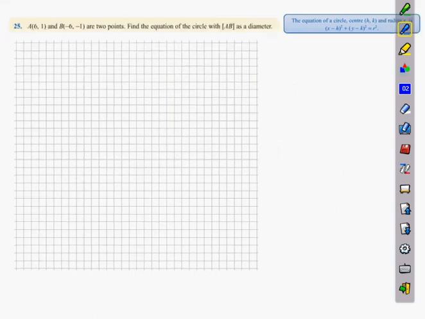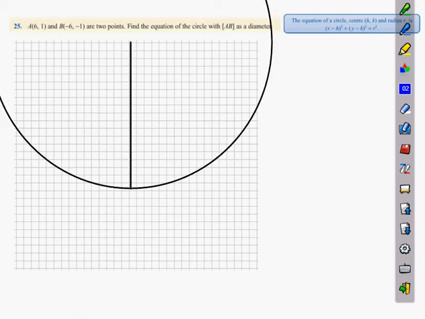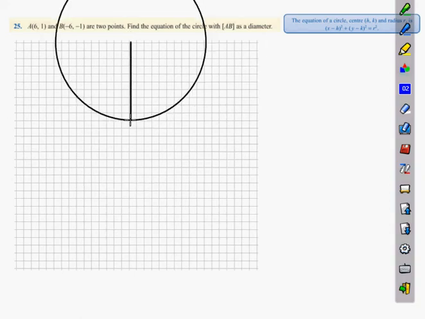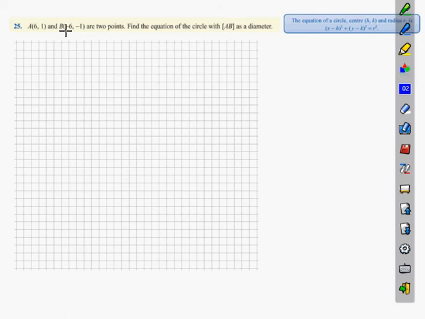Now, can anybody suggest how to go about doing this one? Won't be too long on it. Just have a read while I set up my diagram. Find the length of that line, then half it, you get your radius. Is that what you say? Yeah. Perfect, right. I won't go about doing it too much. I'll just tell you how to do it.